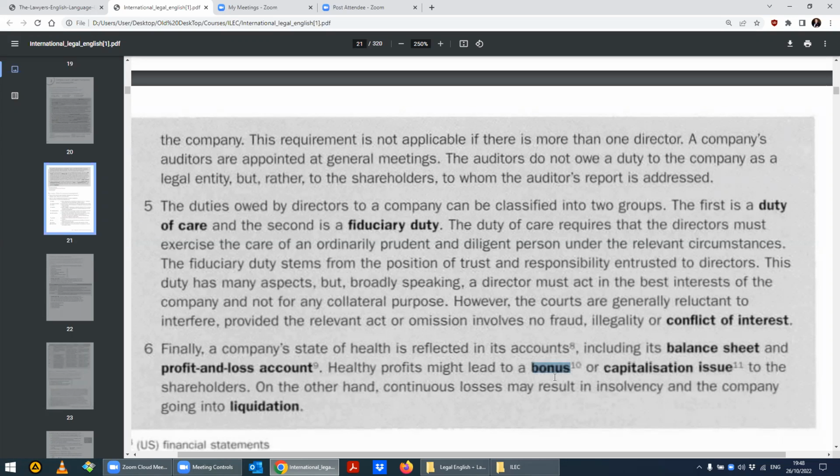Right. Now, on the other hand, if the company is not doing very well, it's unhealthy, then it may not be able to pay its debts.